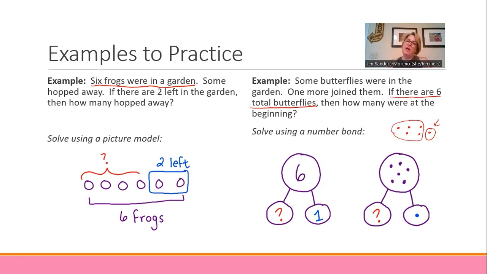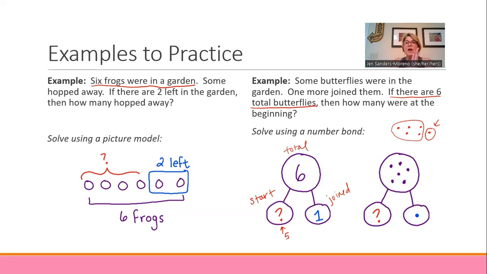Now you may be thinking, Jen, why did you just draw a picture model rather than a number bond? Well, if we want them to practice the skill of a number bond, then we might want to have them relate this to the picture. That my total is what's going up here. So I would write my total of 6. This is going to be how many joined, and this is going to be my start. Now, obviously, we figured out that the start answer is going to be 5. So we could even replace that question mark with a 5. But the point still remains, they're all very similar, just slightly different.